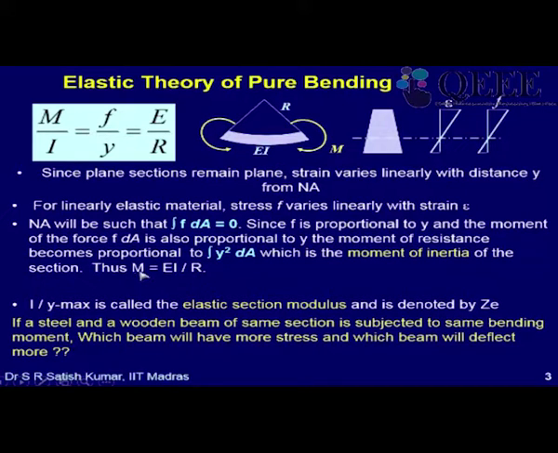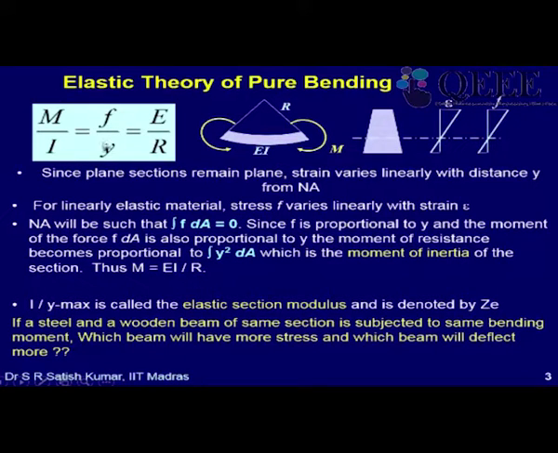Thus we get moment of resistance M is equal to EI by R, okay, where I is the moment of inertia of the cross section. So of course you know how to calculate the moment of inertia about a given axis. Let's say in this case it will be the neutral axis. So based on that you can calculate this.